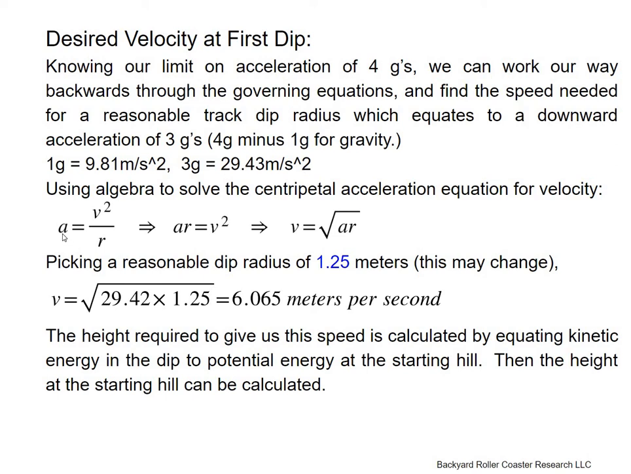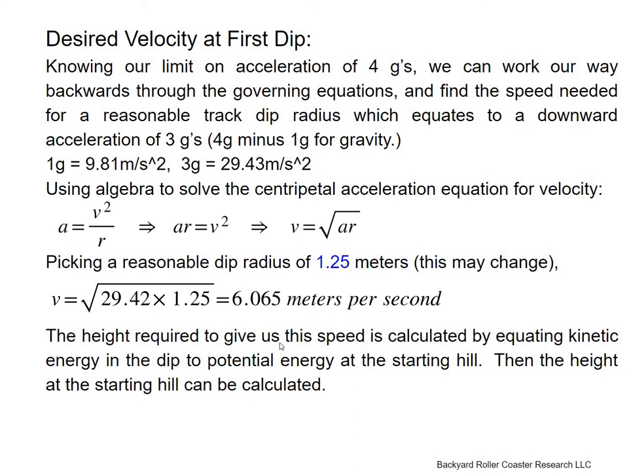Now, we have this equation, acceleration equals velocity squared divided by r. We multiply both sides by r, then we take the square root, and we get velocity equals square root of acceleration times radius. Now we pick a reasonable dip radius of 1.25 meters. We can change that, but I'm just saying we're picking that. 1.25 meters for a backyard roller coaster is a reasonable number. And we plug the acceleration in, we plug the radius in, and the velocity is 6 meters per second, which is pretty fast. I think that's 20 miles an hour or something like that.